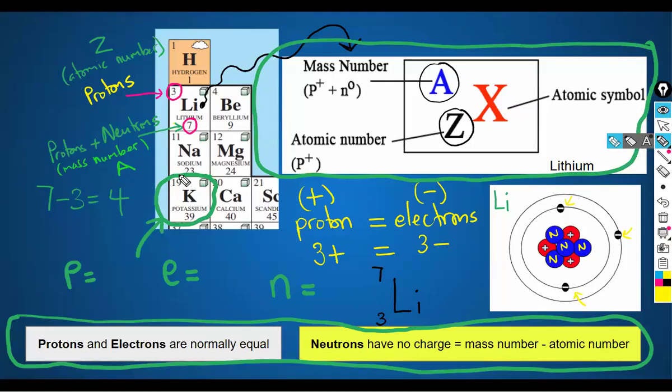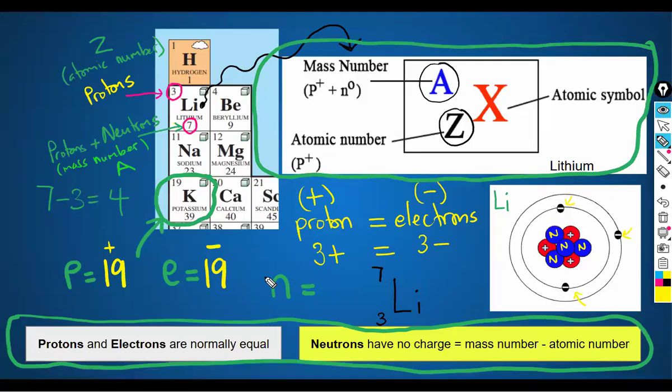Remember, in the periodic table, the smaller value, the one on top, is always the protons. So protons is 19. And remember, if you want to be real specific, you could put 19 plus, because protons have a positive charge. Normally, protons and electrons are equal. So by default, electrons, when it's negative, is 19 also.